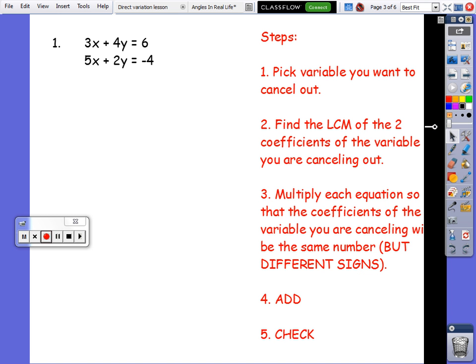So I need to pick my variable that I want to cancel out. And I need to find the least common multiple of those two coefficients. So I see that 4y and 2y can be, if I multiply the second equation by negative 2, I'll end up with a negative 4y. So that's the easiest thing for me to do. So that's what I am going to do.